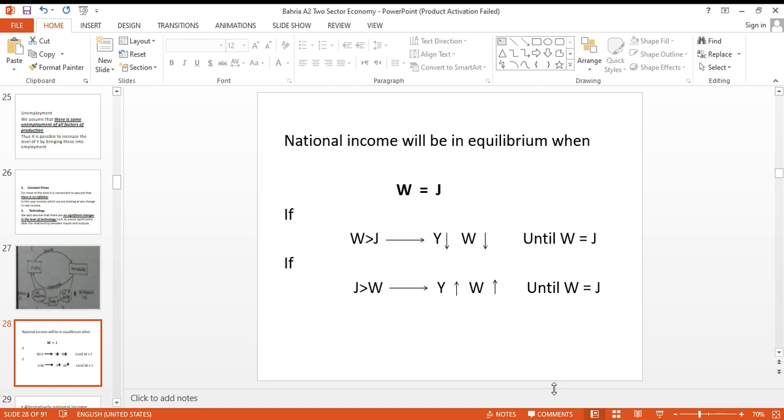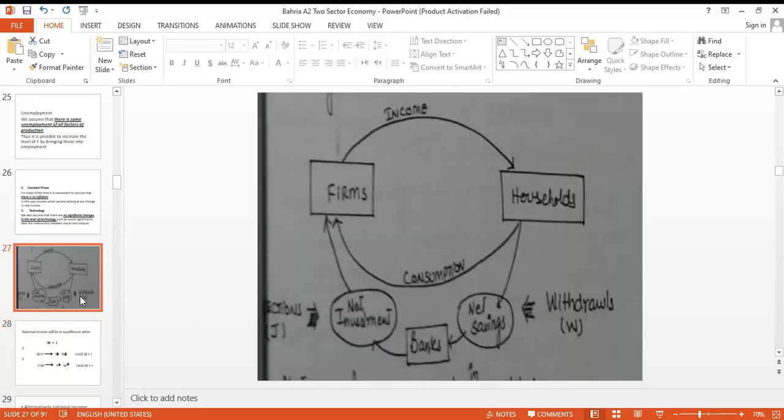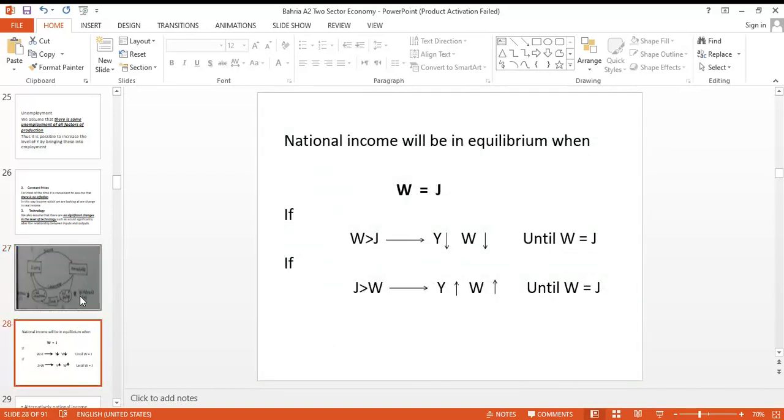We will continue with what we were saying in the last lecture about withdrawals and injections. For the economy to be in equilibrium, the withdrawals need to be equal to the injections. And it's simple. If you look at this diagram, the households are withdrawing money and putting it as savings in the banks. And what are these banks then doing? These banks are then lending the money back to the firms. So the income comes back in the loop and the withdrawals become equal to the injections.